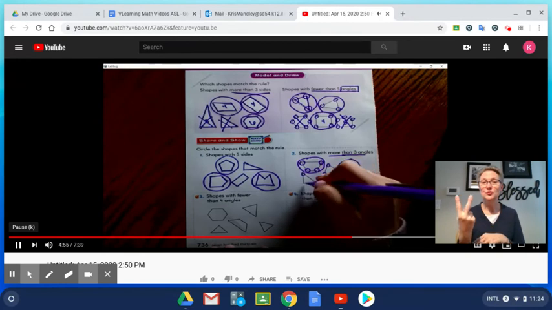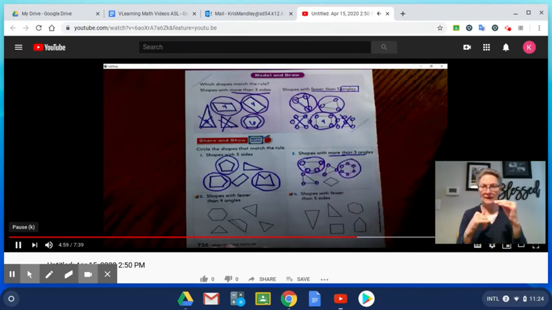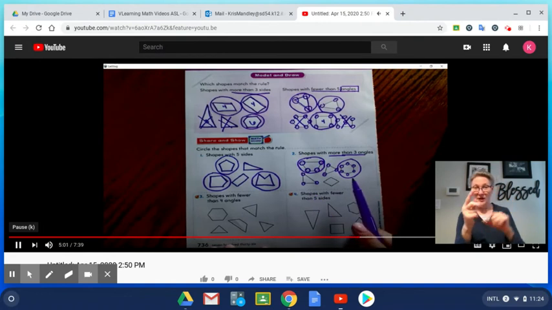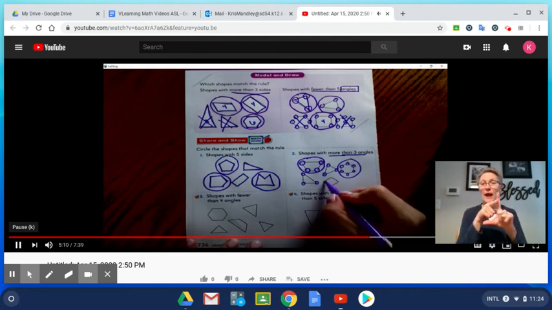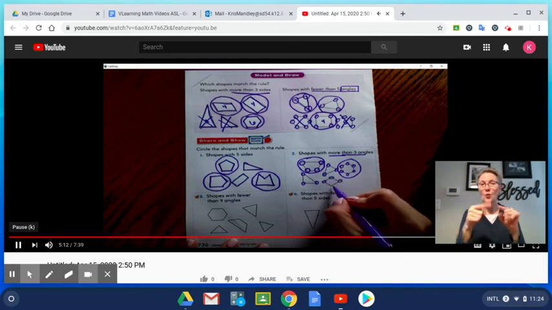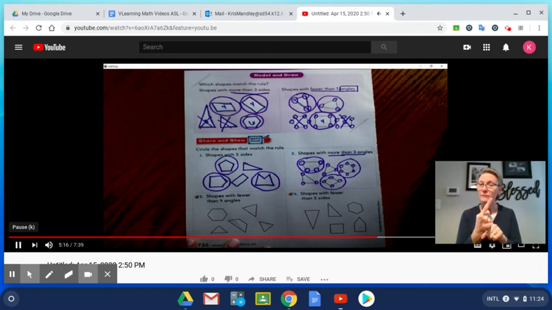1, 2, 3. This one has exactly 3. And I'm noticing that the ones that have exactly 3 are triangles. So I know they need to be bigger or have more angles than a triangle. And this one looks like it has more angles than a triangle. Let's take a look. 1, 2, 3, and 4. I was right. I'm going to circle that one because it's more than 3 angles.